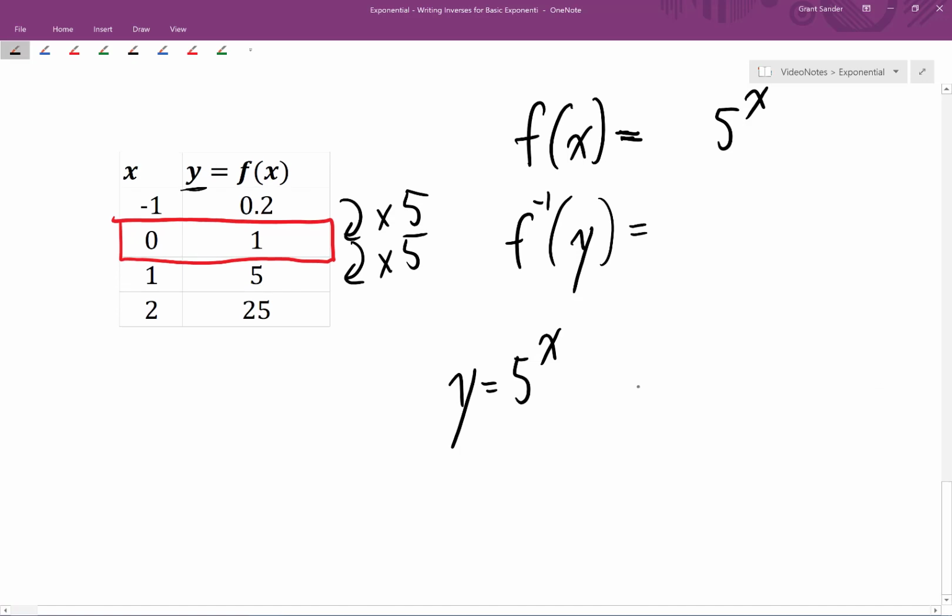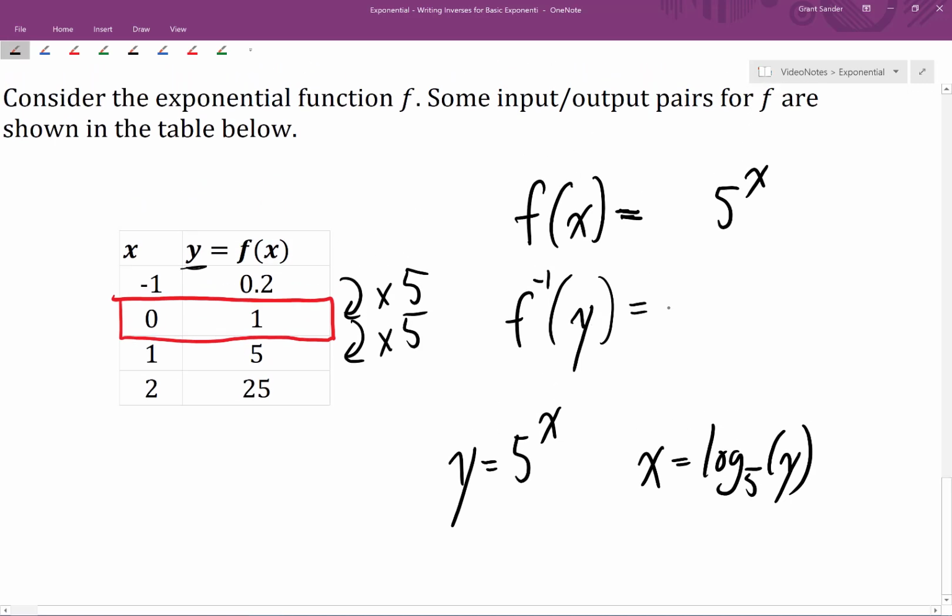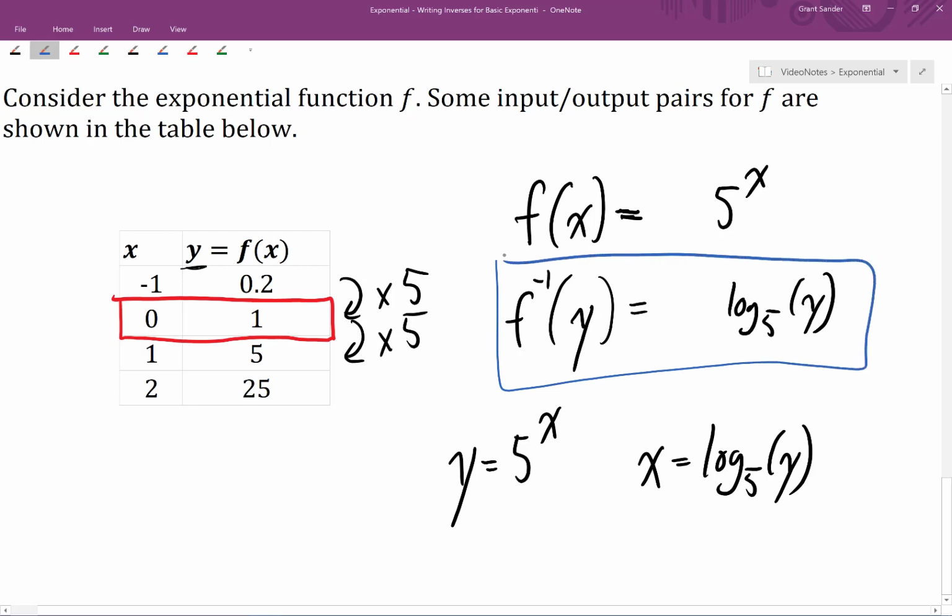And therefore, x is equal to log base 5 of y. So f inverse will take y as an input and output x. But we know x is equal to log base 5 of y. So if we erase that middle piece, we see that f inverse of y is equal to log base 5 of y. And that's our function inverse, or the formula for our function inverse, for this function f.